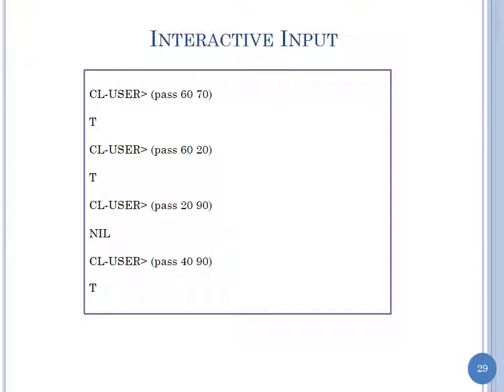Okay. And after I did all that stuff, I entered some things interactively, and I said pass 6070, pass 6020, and I can try out my function. Okay. And all of this came for free. Nowhere did we see any I/O code.